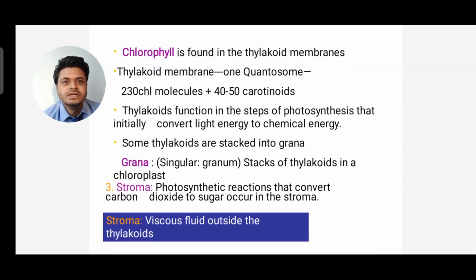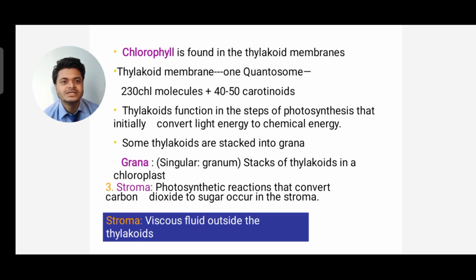Now chlorophyll is found in the thylakoid membrane, and inside the thylakoid membrane there are many quantosomes. Each quantosome contains 230 chlorophyll molecules and 4 to 50 carotenoids. Thylakoids function in the stage of photosynthesis that initially converts light energy into chemical energy. Light energy means the sunlight, and chemical energy is the glucose or C6H12O6.